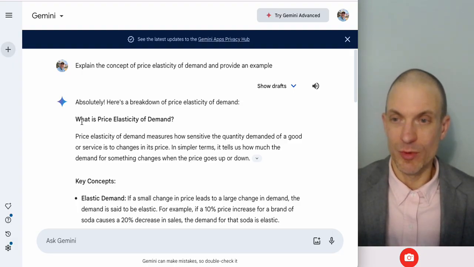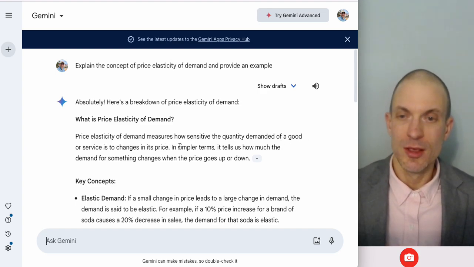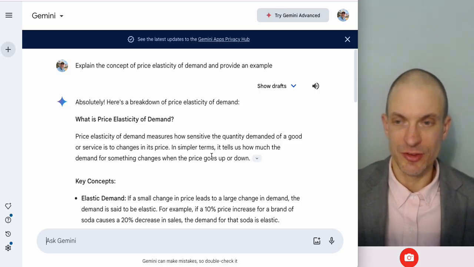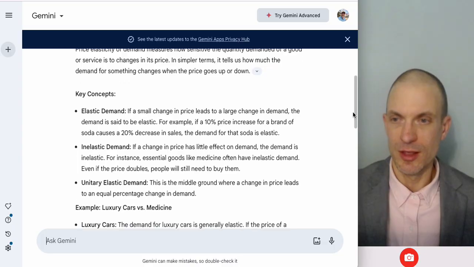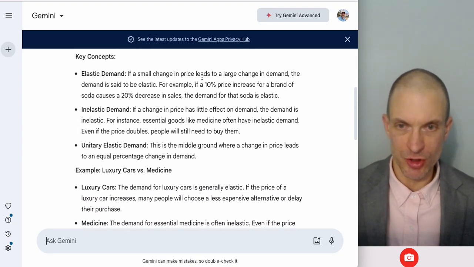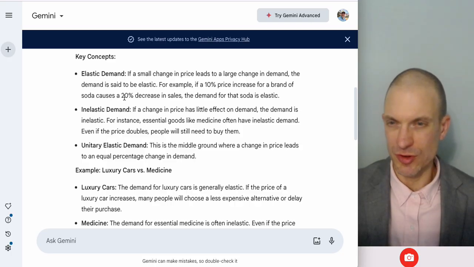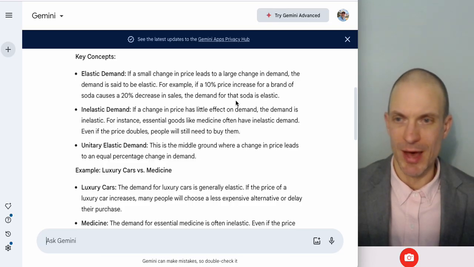So what is price elasticity of demand? It measures how sensitive the quantity demanded of a good or service is to changes in its price. Yep, that's right. In simpler terms, it tells us how much the demand for something changes when the price goes up or down. Yeah, that's absolutely it. Key concepts: elastic demand. If a small change leads to a large change in demand, it's elastic. Yeah. 10% increase in price for soda causes a 20% decrease in sales. Demand is elastic. Yeah, and we compute the elasticity to be minus 2.0, or an absolute value would be 2.